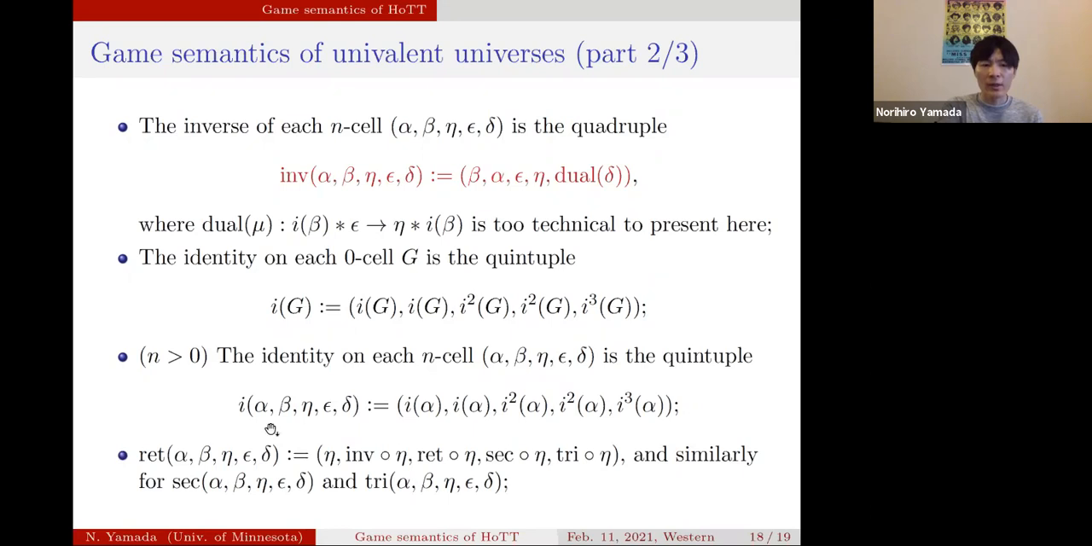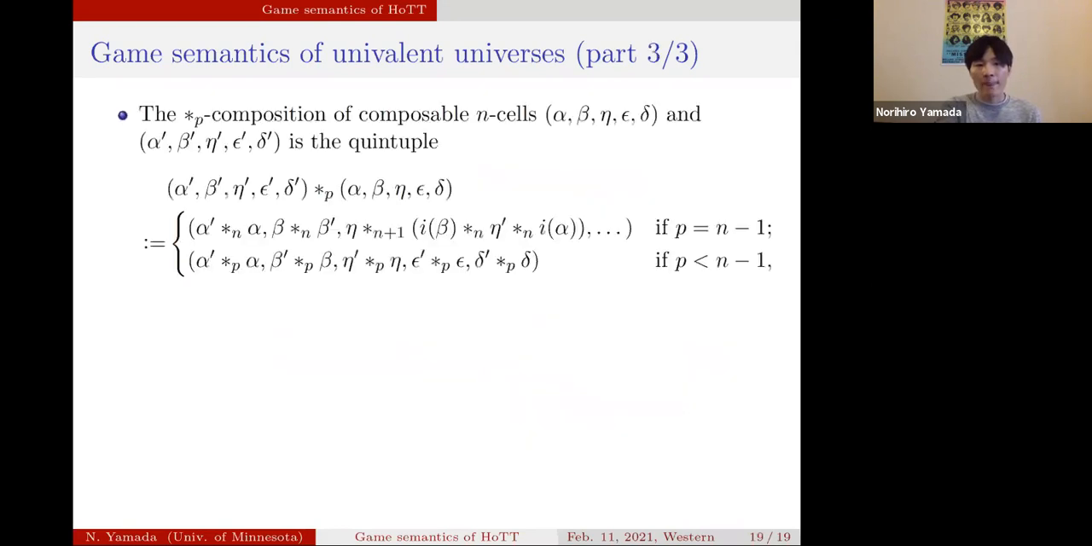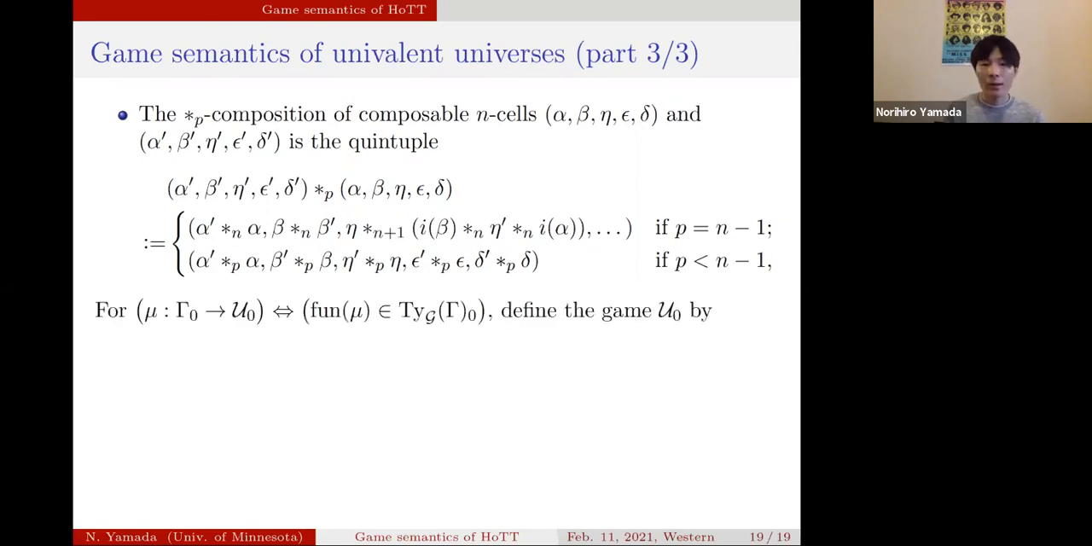And finally, retraction can be defined by extracting the third element and then applying the operation on the ambient category, infinity category, and similarly for section witness and triangle witness. And lastly, composition can be defined by case distinction, but let me just skip this point. The point is just that we can define it by such a formula. And this completes the first point.